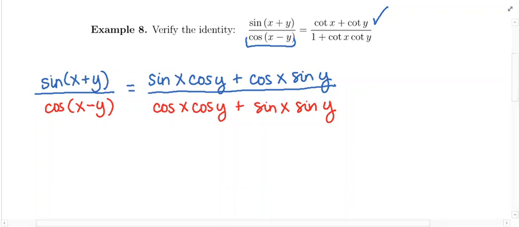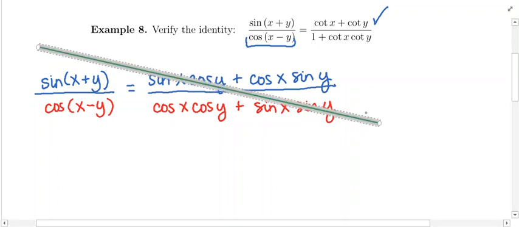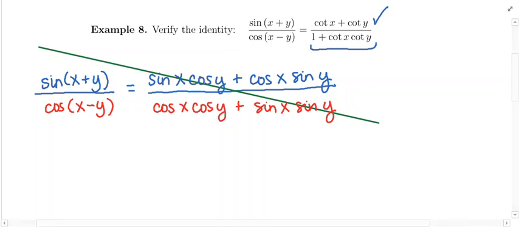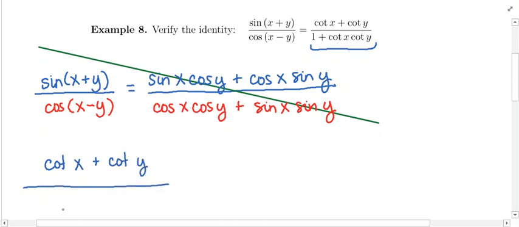So we're going to revise our plan. I'm going to scratch this out. I'm not getting anywhere. I'm going to go back and start with this side of the identity and try to achieve the left side. All right, so change of plans. Let's start with cotangent of x plus the cotangent of y over 1 plus the cotangent of x times the cotangent of y. Well, what can you do with this?